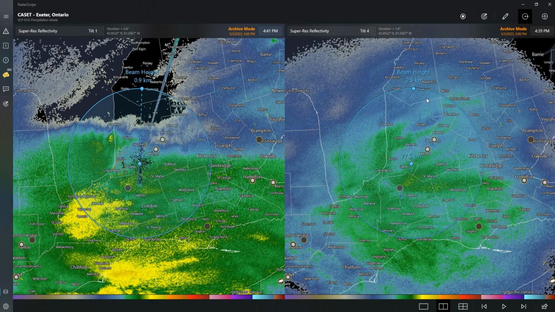Now London Airport is not super far from Exeter. It's just over here, kind of northeast of London. We can take a look at their METARs.